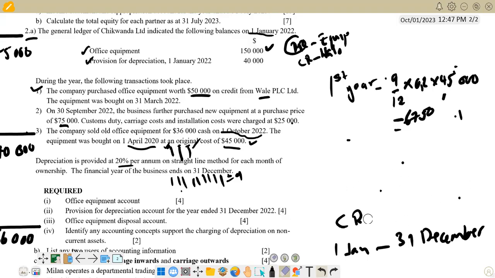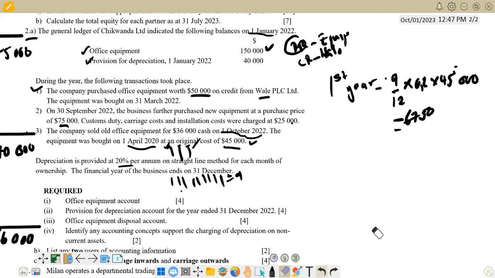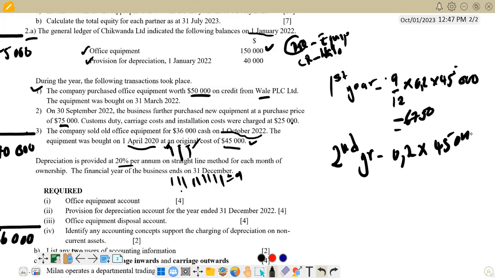Then we move on to the second year. The second year it was for the whole year, so you're not allocating in terms of the months that the non-current asset stayed. For the second year, it stayed the whole year, so you're just going to say 0.2 times 45,000. Then when we do that, we are supposed to get 9,000. So it was 9,000 for the second year.